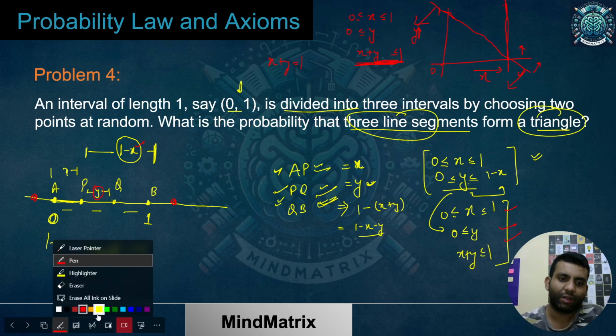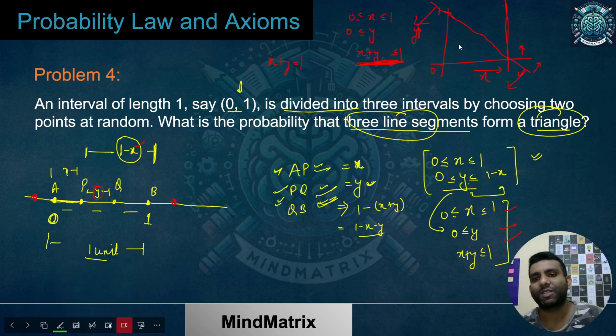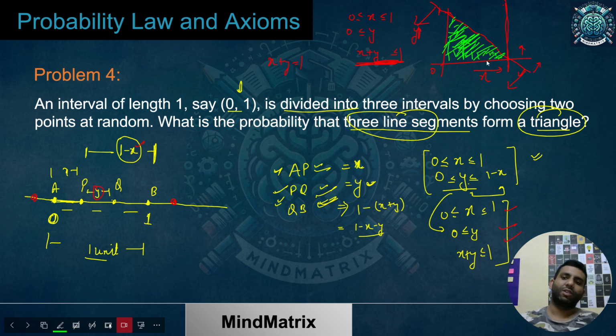I'll just mark what exactly your sample space becomes. X is between this, so I'm talking about this complete area. Y is above this, so I'm talking about this portion. So that means this is going to be the area. My sample space is going to be this one. This is important. This is my sample space. And what is the area of this sample space?